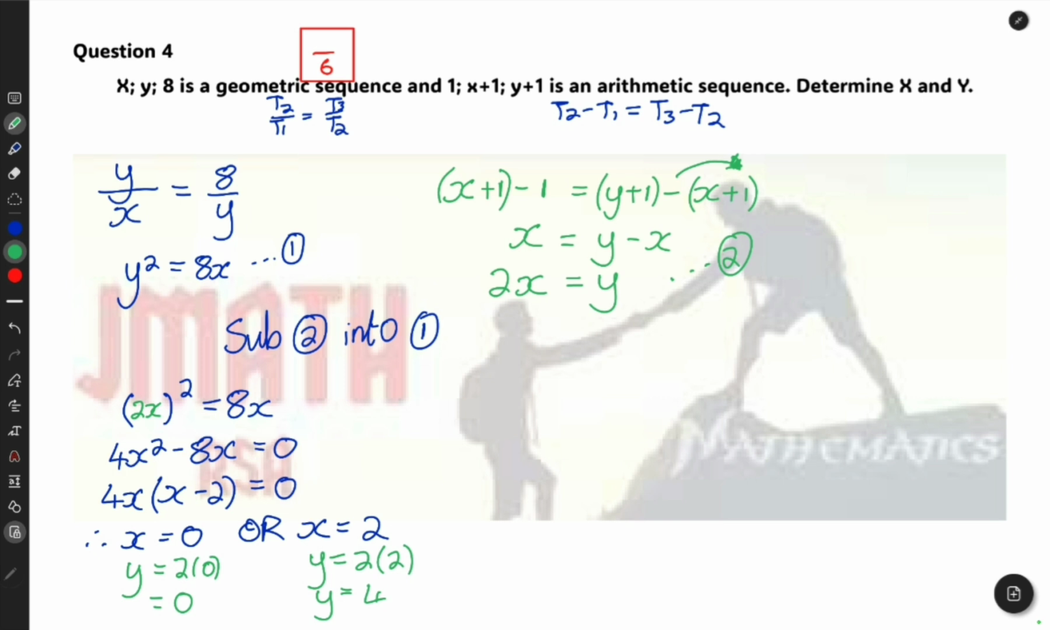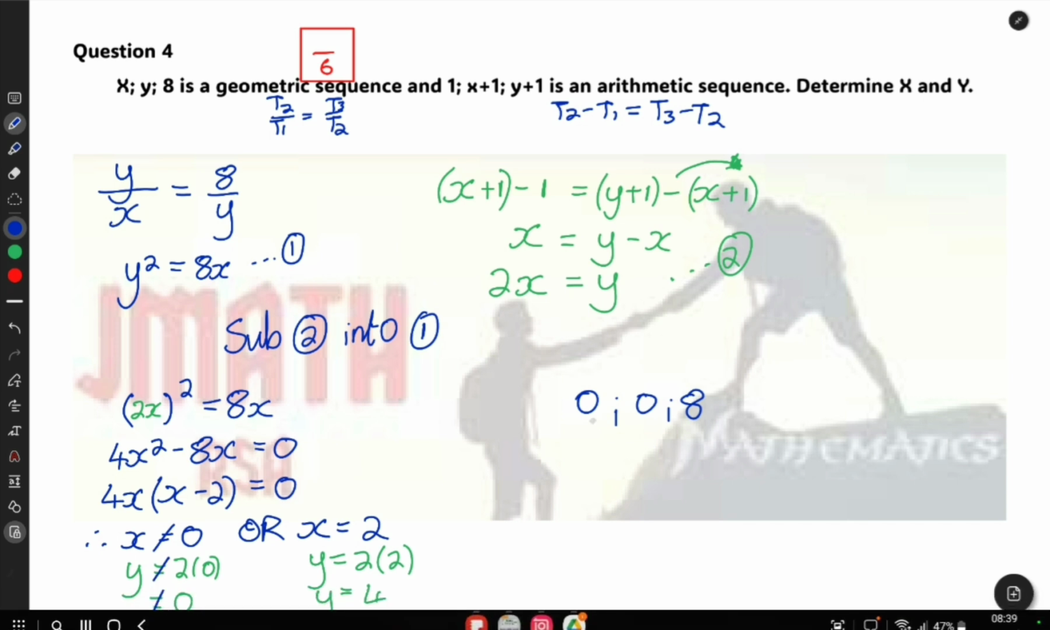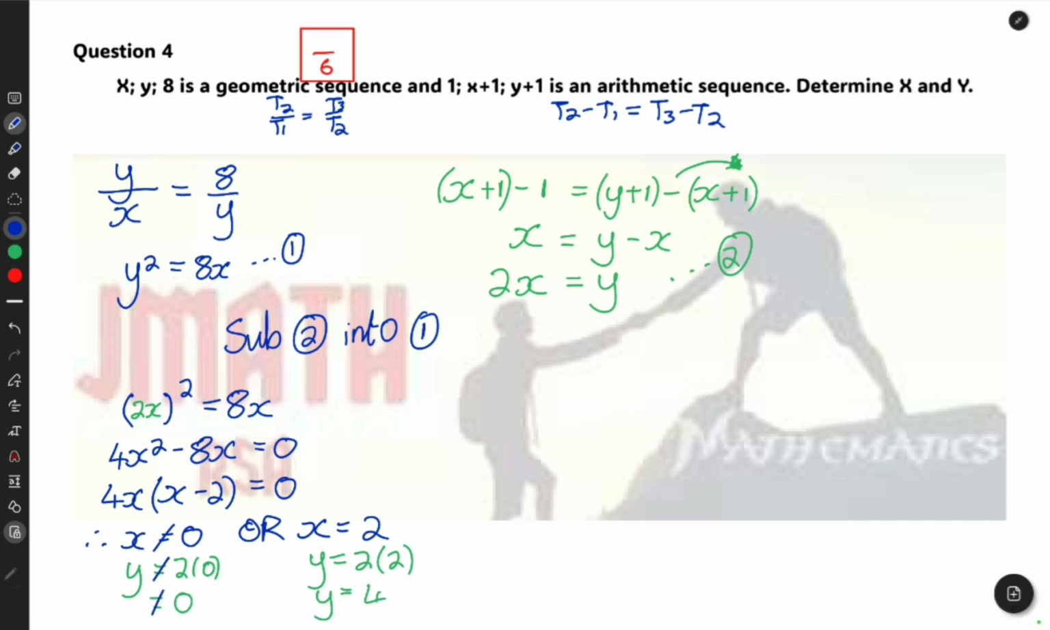So is it a geometric sequence? Let's test. If it is all zeros, let's see if it works. 0, 0, and 8 is a geometric sequence. That's not true, so I can actually put a does not equal sign there. Even though algebraically the answer could be 0 and 0, that does not form a geometric sequence, so I know that is not the answer I'm looking for. If I say x is 2, y is 4, and then the 8 was therefore the geometric sequence, yes, that does form a geometric sequence. So now I know that's true.